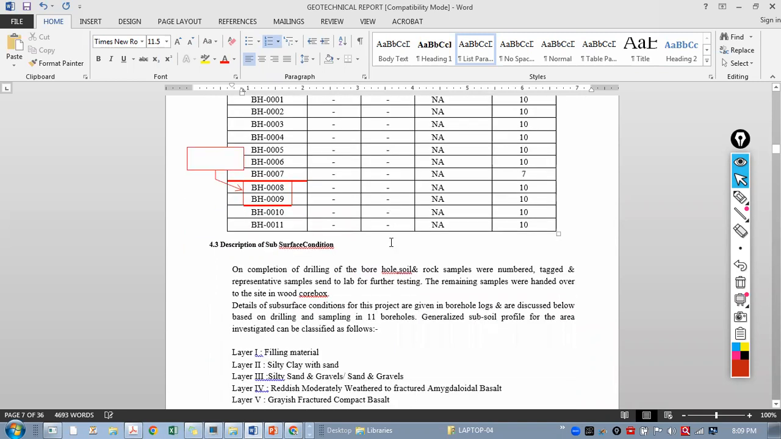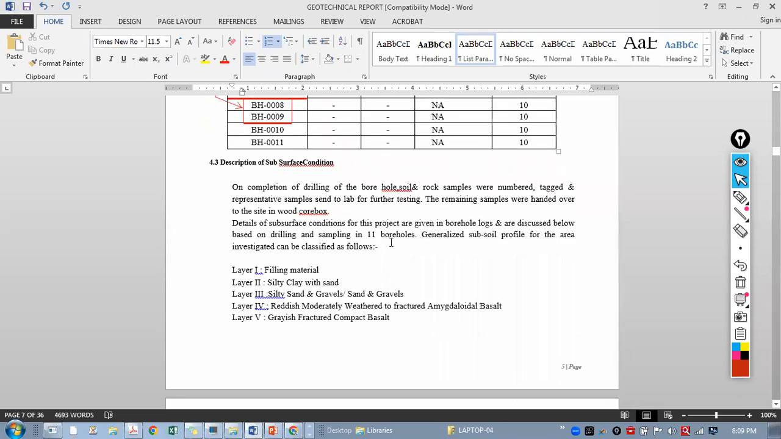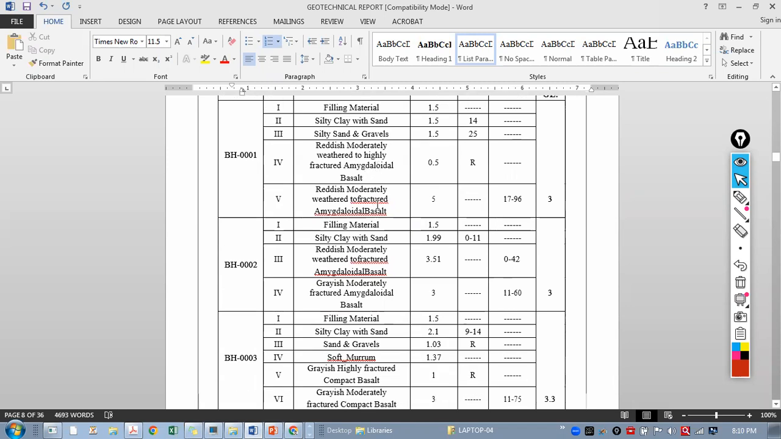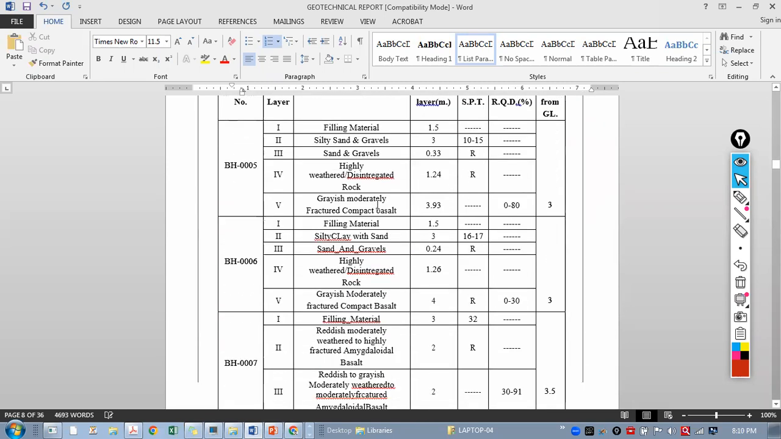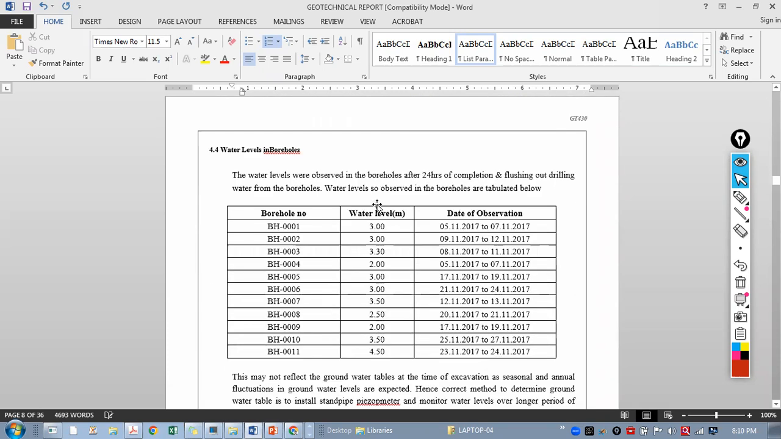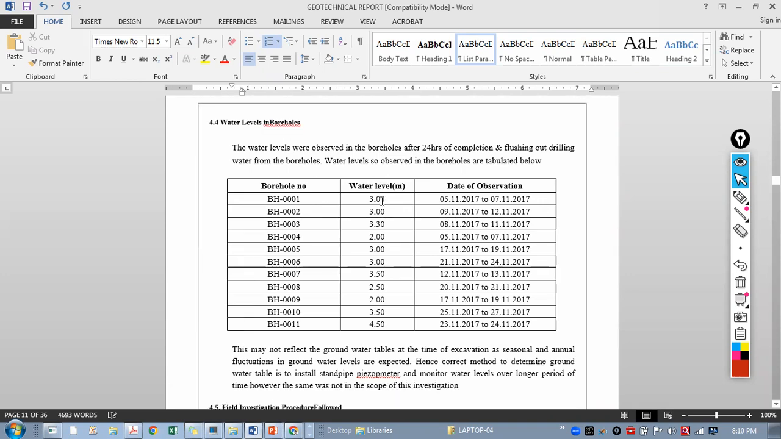And here, these are the core logs, the borehole data. So the first layer, filling material, thickness is 1.5. Here they are giving the thickness, not ordinates. So you can see here and read all the core logs or boreholes, 11 numbers. And finally, they give you the summary of it, but still as a matter of curiosity, you can think of this.